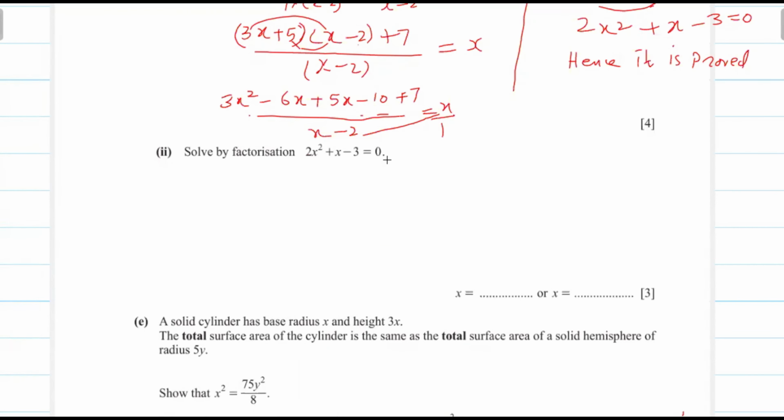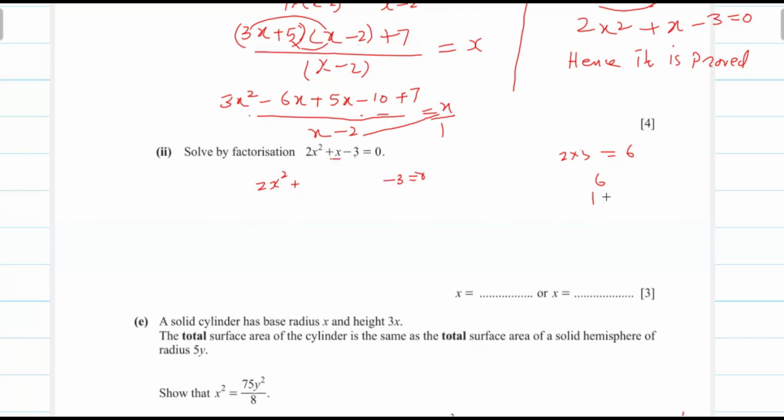Part second, solve by factorization. 2x squared plus x minus 3 equal to 0. To factorize this equation, we use the factorization midterm breaking method. To factorize this by the midterm breaking method, we will write 2x squared as it is, plus as it is, and minus 3 as it is. And in place of 1x, we will write two terms. When we subtract, we get 1.